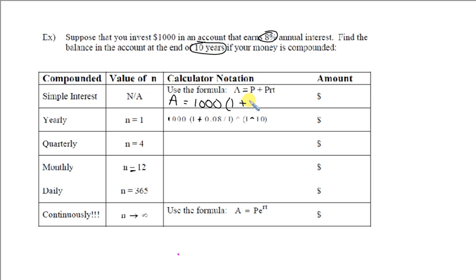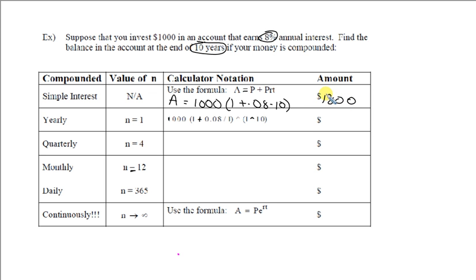So this will be equal to rate, which is 0.08, times 10. And when you work what's inside here first, you're going to get 1.8 times 1,000, which gives us $1,800. So that's what simple interest will give us.